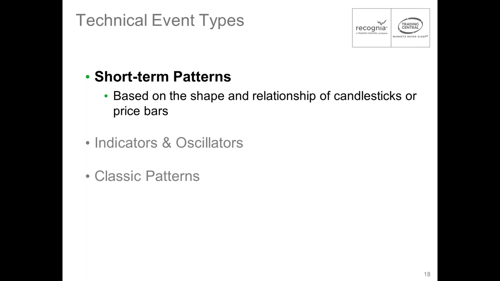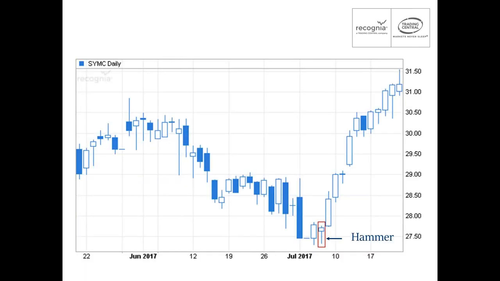We have what are called the short-term patterns. These are patterns based on the shape and relationships of candlesticks or price bars. So there's about 20 different kinds of short-term patterns that we will automatically detect for you. And for those of you who are maybe newer to technical trading, let's go through a couple of examples here of short-term patterns. So one of the best known short-term patterns is called the hammer.